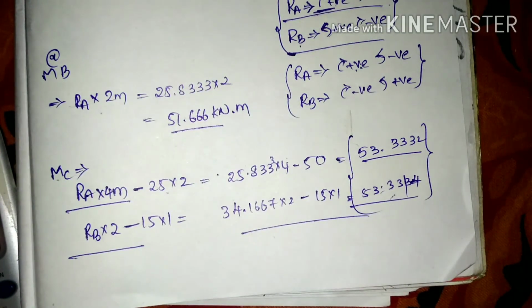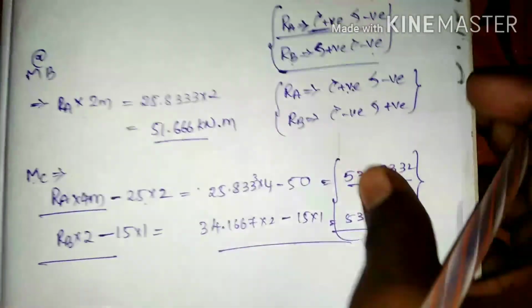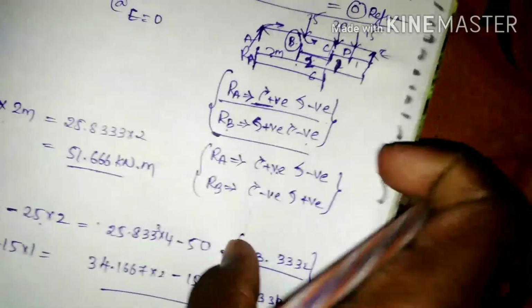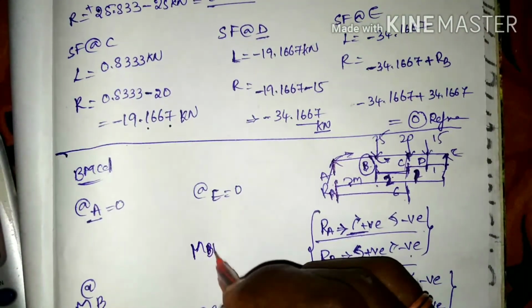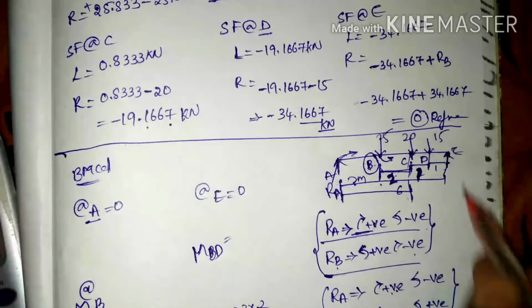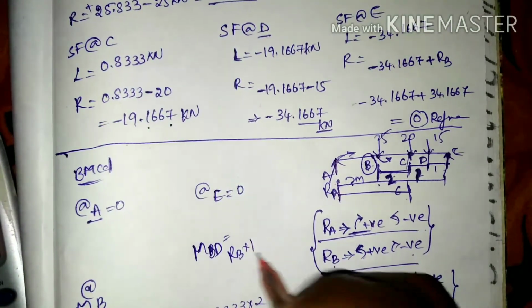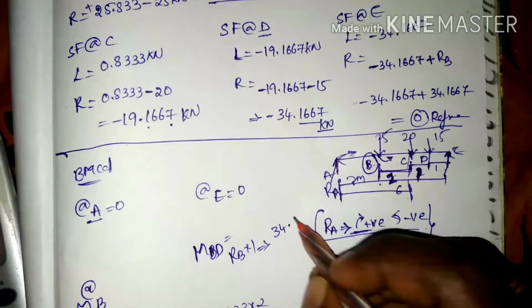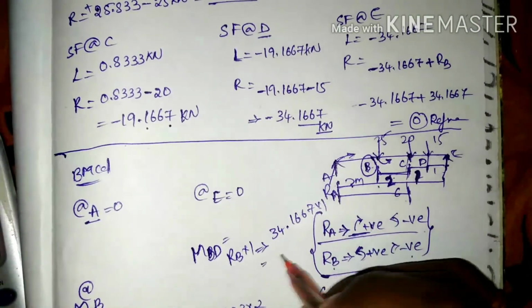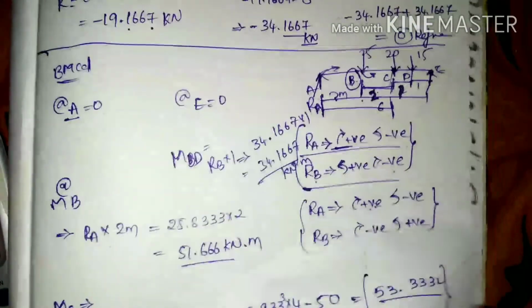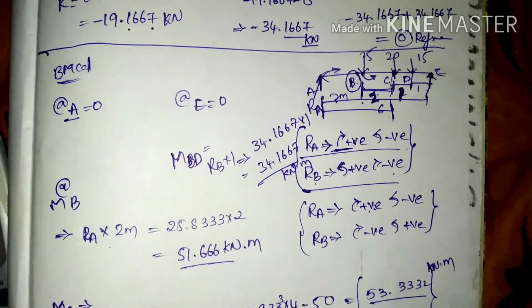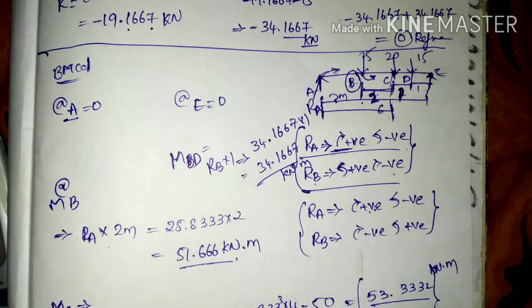Next, the moment about D. Here, D is nearer to the RB reaction, so I am going to consider the RB reaction, RB into 1. That is 34.1667 into 1. The value is 34.1667 kilonewton meters. Here also kilonewton meters.